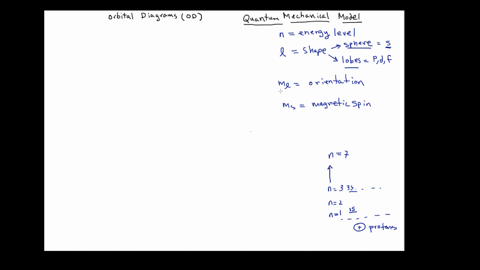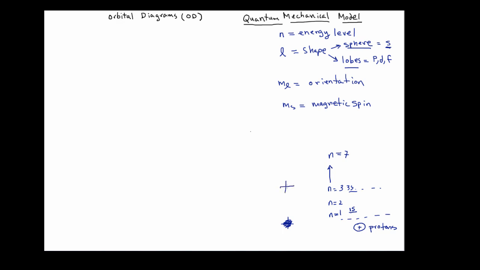Thirdly, we can define its orientation, or the m sub L number. Now, in terms of orientation, if you think about a sphere, well, there's not going to be any orientation for a sphere because the sphere is going to be generated around some kind of an axis, like if you think about a basketball or a tennis ball or something like that. But for the lobe systems, there are definitely going to be orientations.